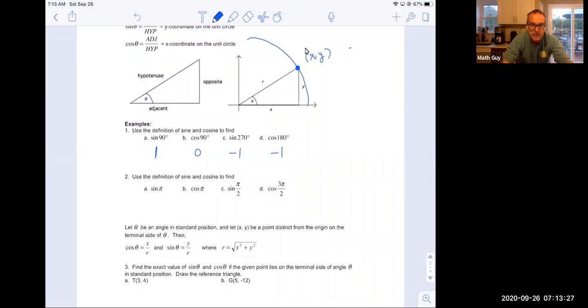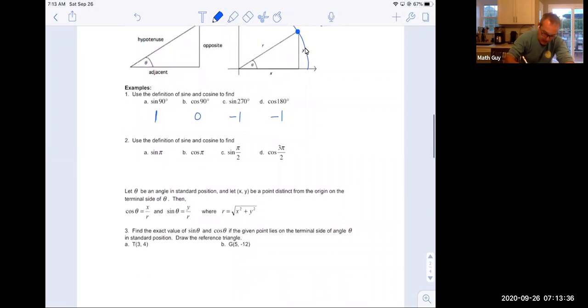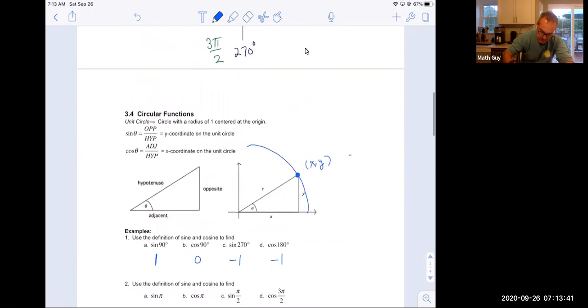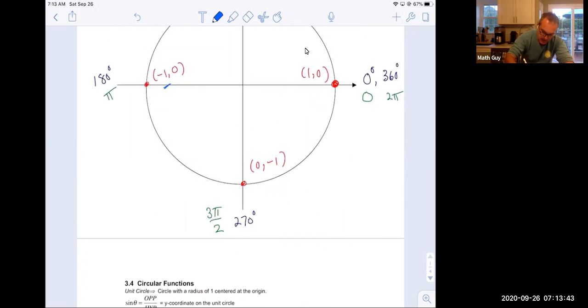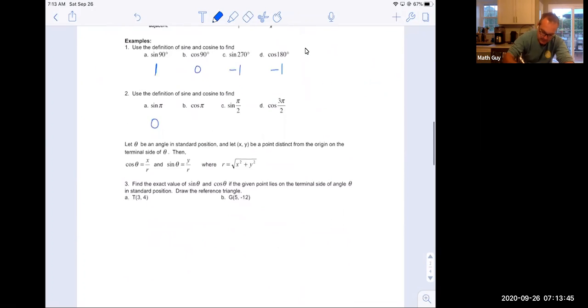Does it work in radians? Of course it does. So switch your brain over to radian mode. We already have it on the unit circle. Sine of pi, pi is over at 180. The y-coordinate there is 0. Cosine of pi, there's pi. Cosine's the x-coordinate, that's -1. Sine of pi over 2 is up top. The y-coordinate there is 1. Cosine of 3 pi over 2, that's at the bottom of the circle. The x-coordinate is 0.